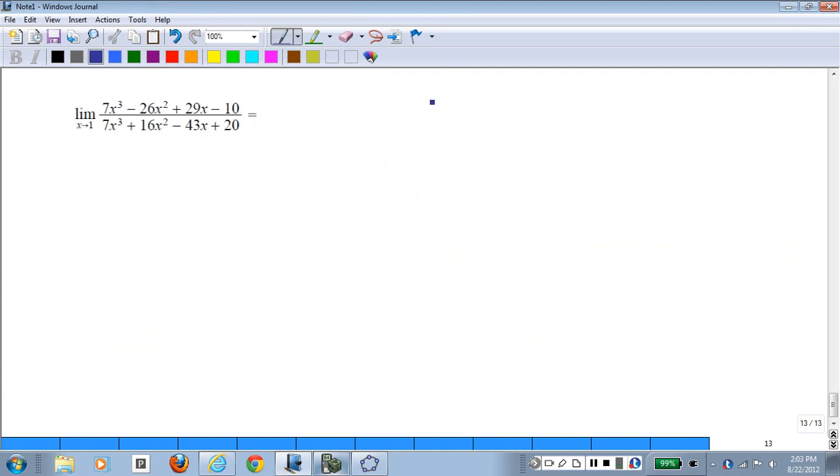So if we realize 1 is a 0, we can divide this by x minus 1 using synthetic division. 1 is a 0 of both of them, so I'm going to do them separately. Let's try the numerator. 7, negative 26, 29, negative 10. Bring down the 7. And how do we do this? Multiply and add, and multiply and add, and multiply and add.